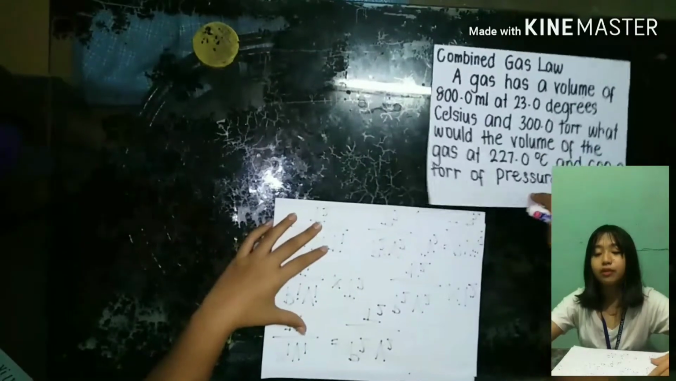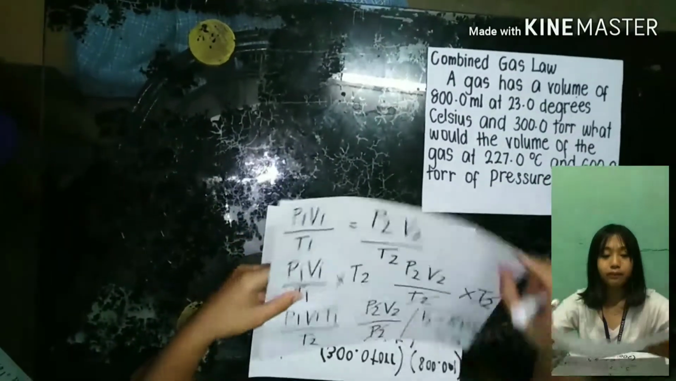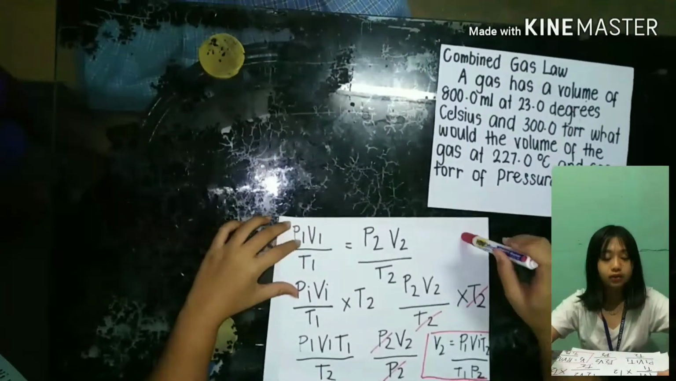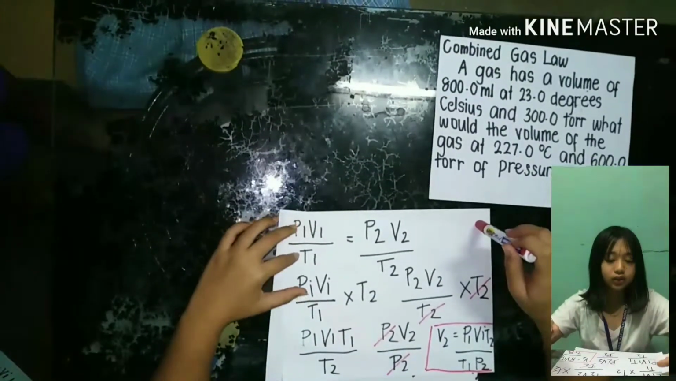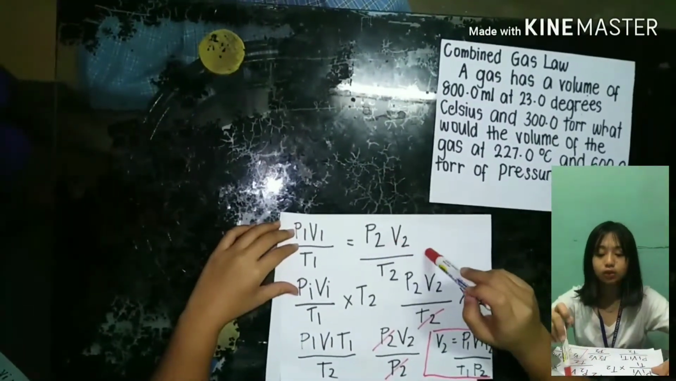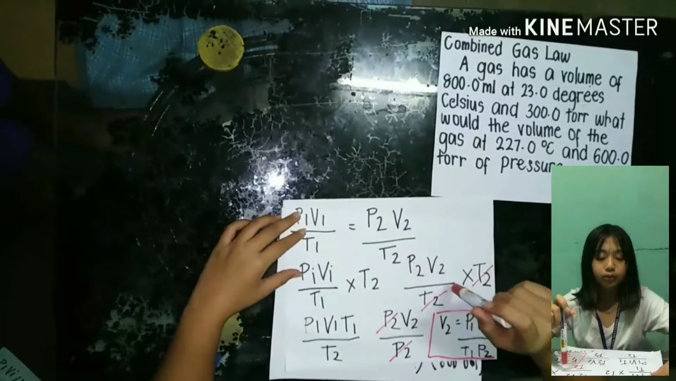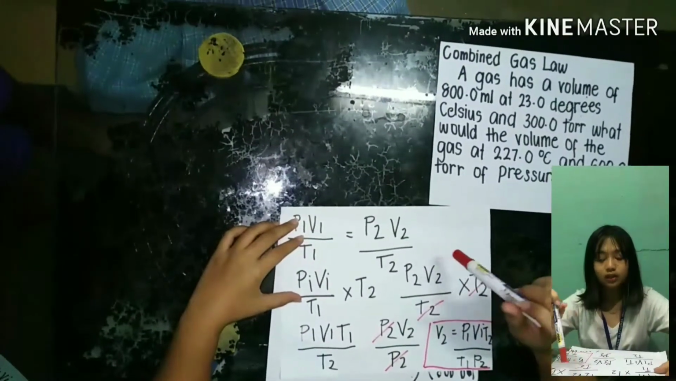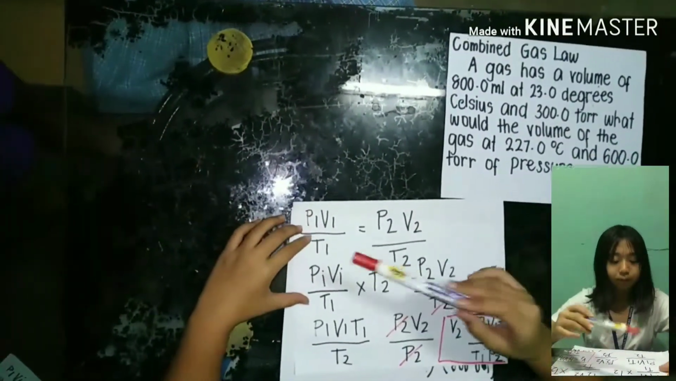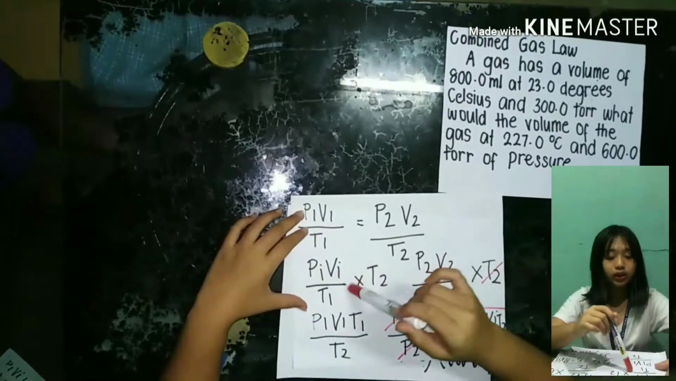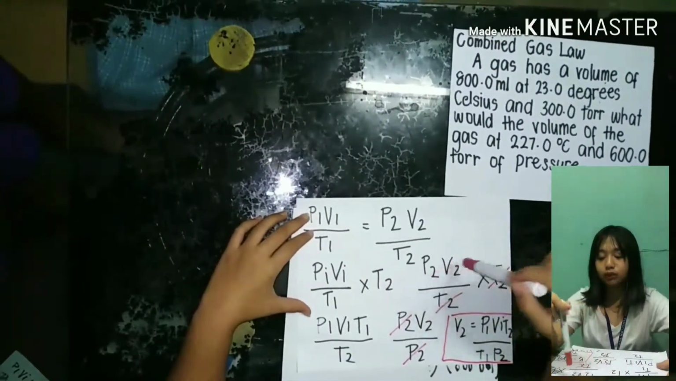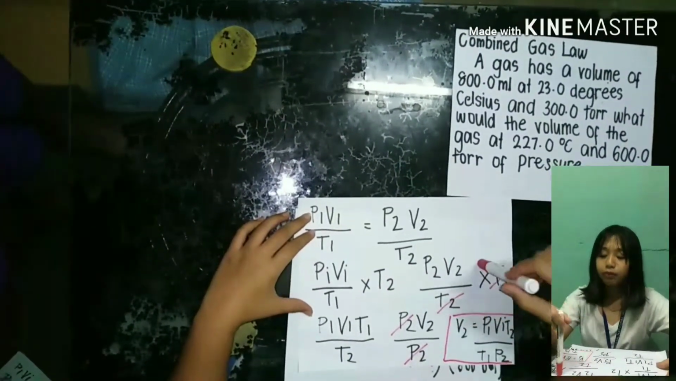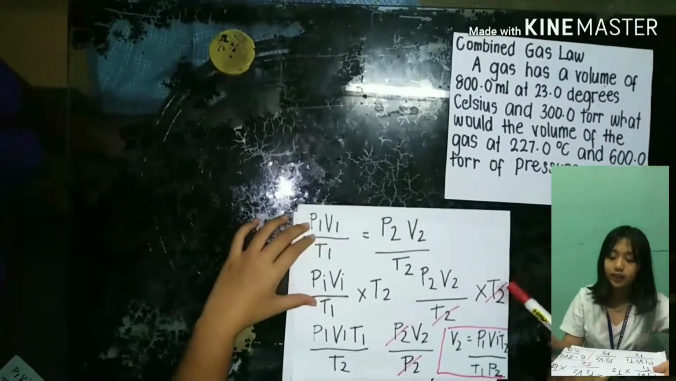So let's try to derive a formula for the combined gas law. P1V1 over T1 is equal to P2V2 over T2. We will multiply by the side of the missing one. P1V1 over T1 times T2, P2V2 over T2 times T2. Then cancel out T2.